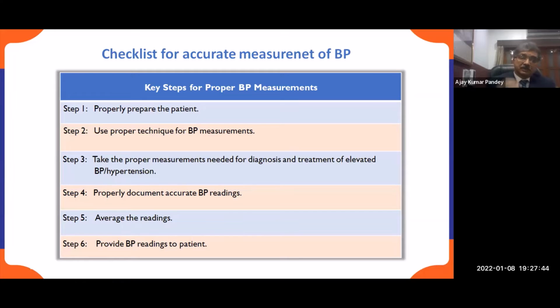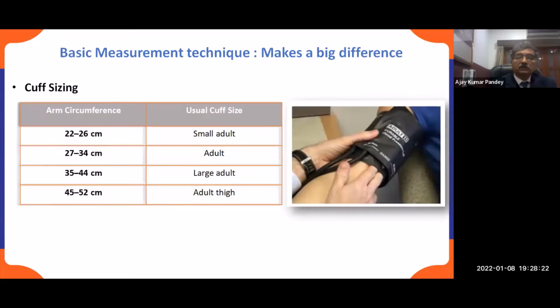So the checklist for an accurate measurement of BP is first properly prepare the patient, ask him to lie down. He should go and get his bladder evacuated, should not have smoked or taken tea or coffee immediately before measuring the blood pressure. Use proper techniques for BP measurement as I've shown in those 8 points in a slide. Take the proper measurement needed for diagnosis and treatment of elevated blood pressure. Properly document accurate BP recordings, and average the readings. At least a minimum of 2 readings of the last 3 readings should be taken, and the last 2 should be averaged. Provide BP readings to the patient.